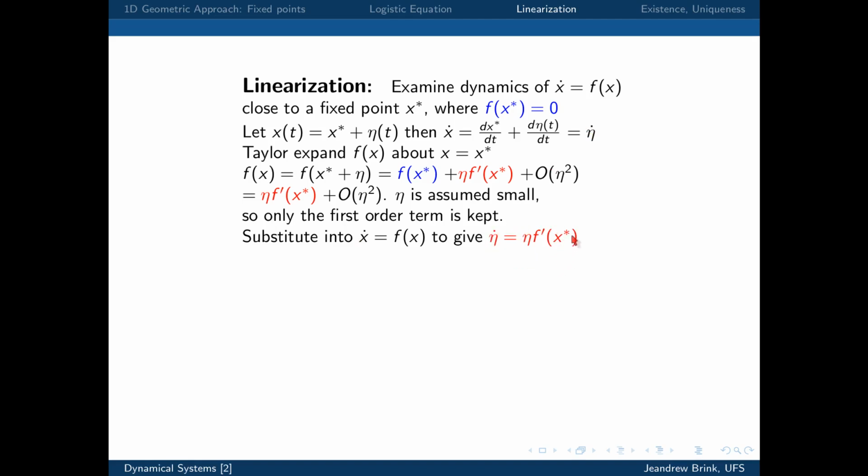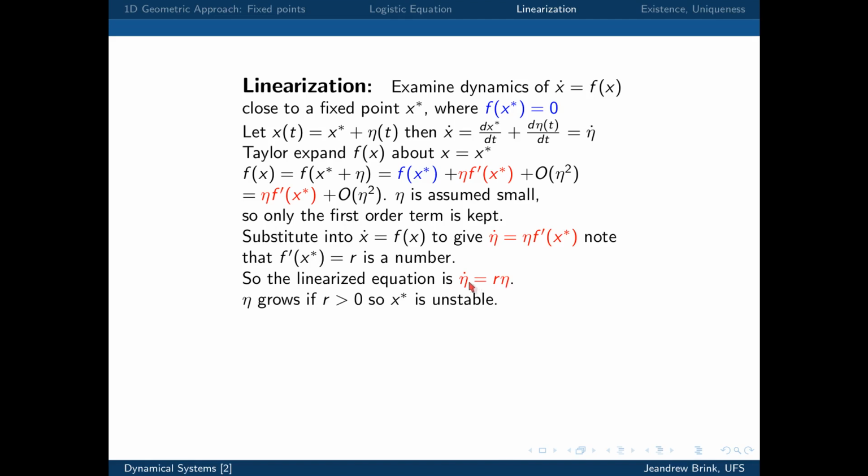Okay, so it's very important to remember that this f prime of x evaluated at x star is a constant. It's a number, and we're going to call that number r, strategically labeled just like we saw with the exponential growth. And we can now see that our linearized equation is once again just an equation for exponential growth. And so eta grows if r is greater than 0.